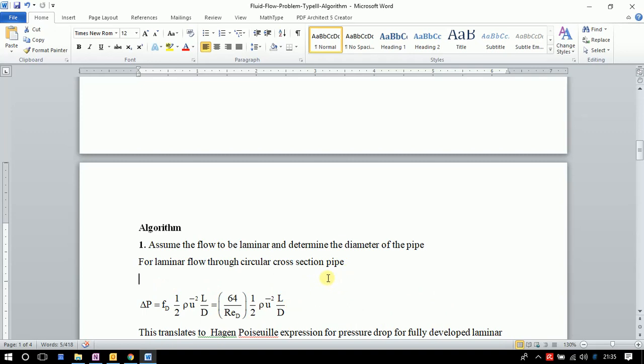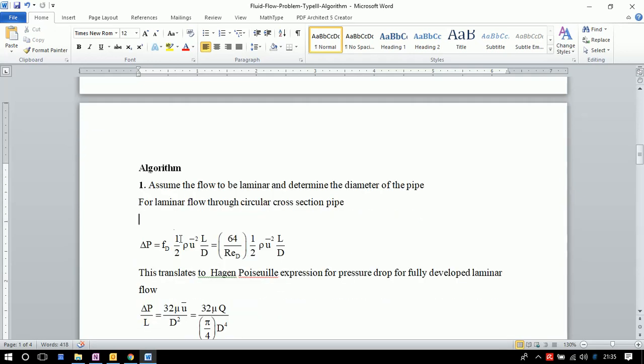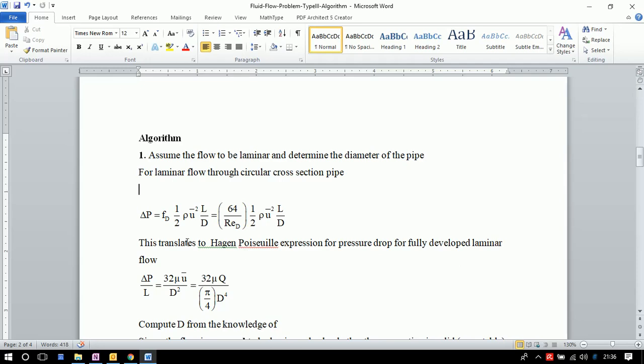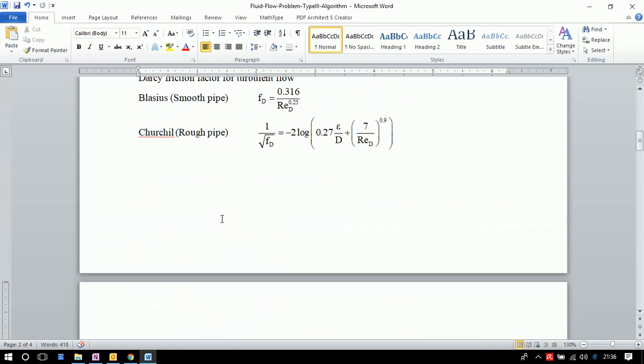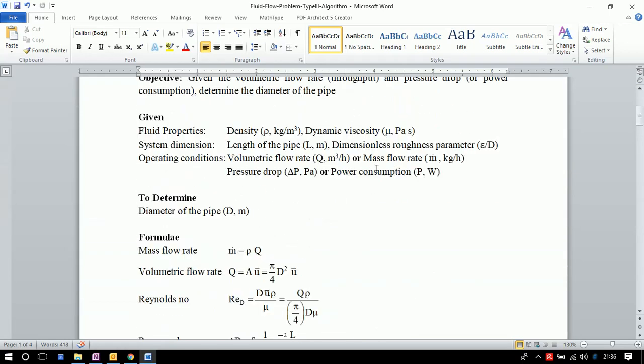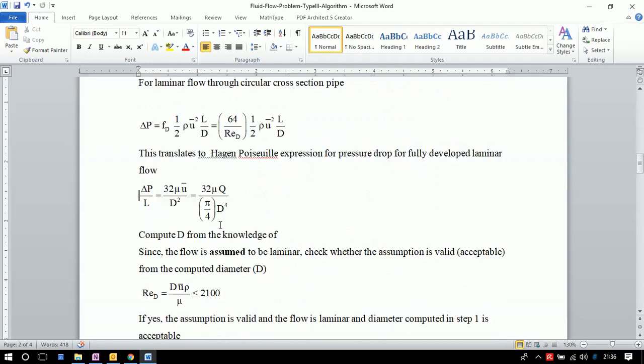Now let's see the algorithm. First, we'll assume the flow to be laminar, and assuming the flow to be laminar, we will find the diameter of the pipe. Now if we assume the flow to be laminar for a circular cross section pipe, we can replace this Fd as 64 by Re, and this translates to the Hagen-Poiseuille expression as given here. Delta P by L is 32 mu, viscosity, times the velocity divided by D square, and this velocity can be replaced in terms of flow rate.